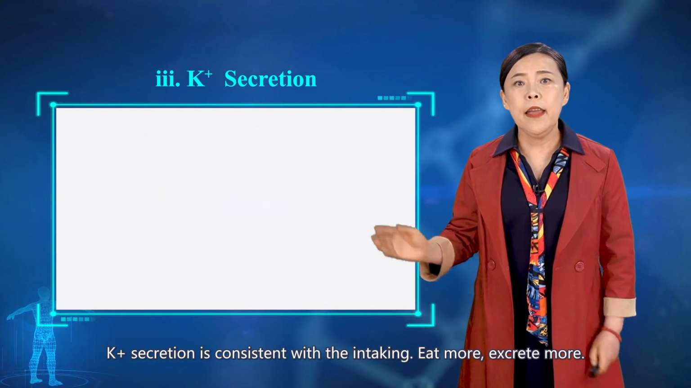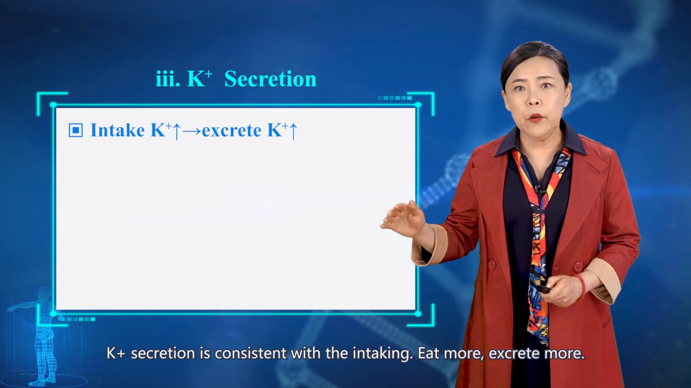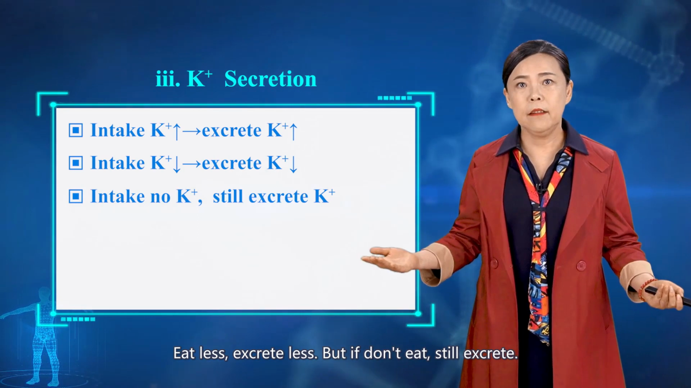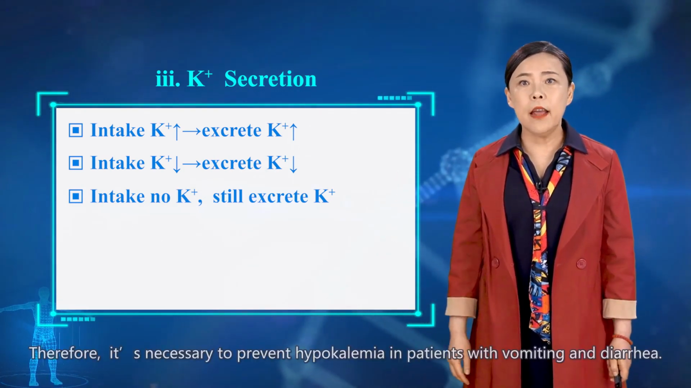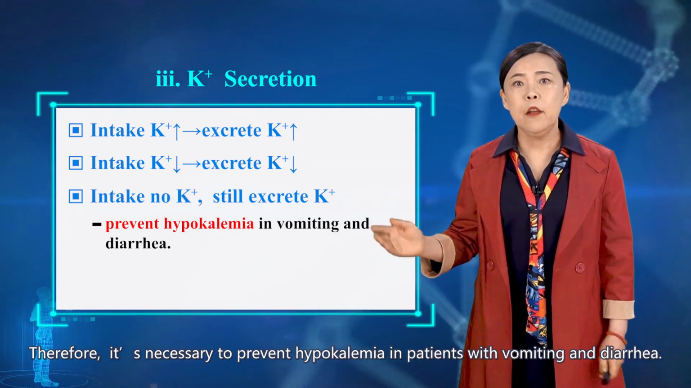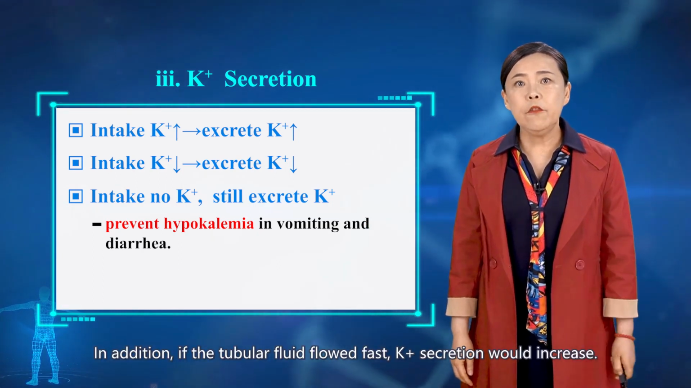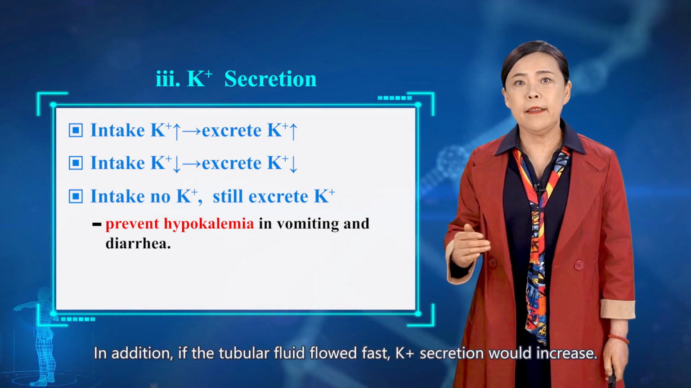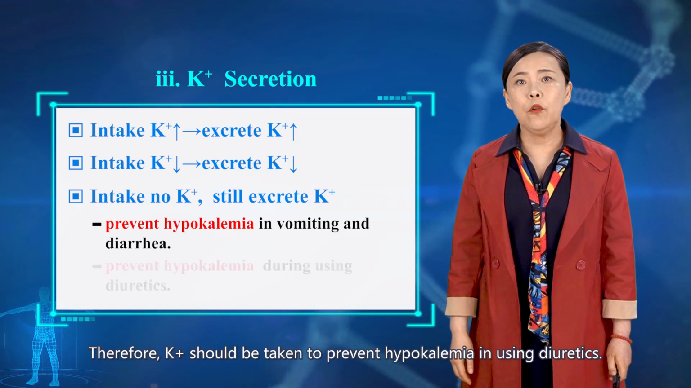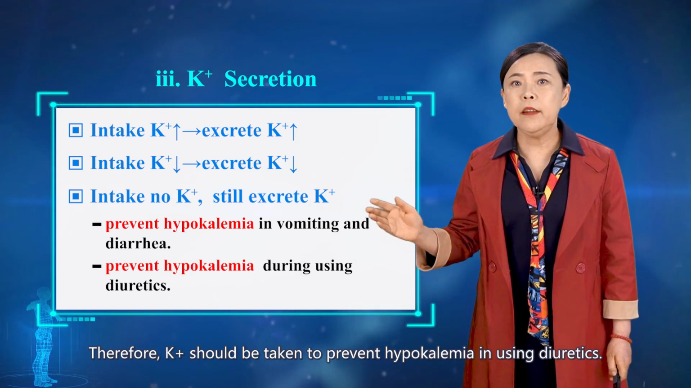Potassium secretion is consistent with the intake. Eat more, excrete more. Eat less, excrete less. If you don't eat, you still excrete. Therefore, it's necessary to prevent hypokalemia in patients with vomiting and diarrhea. In addition, if the tubular fluid flows fast, potassium secretion would increase. Therefore, potassium should be taken to prevent hypokalemia when using diuretics.